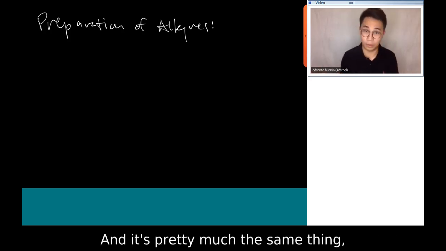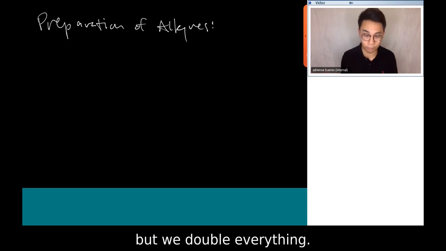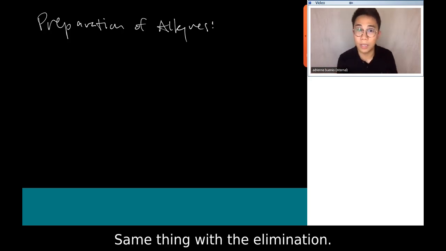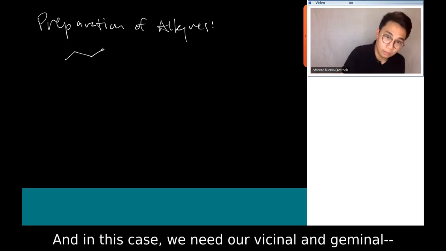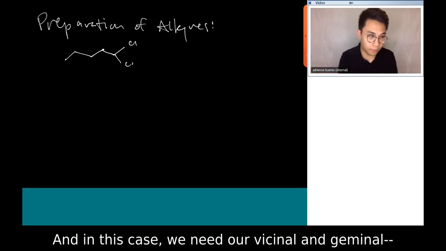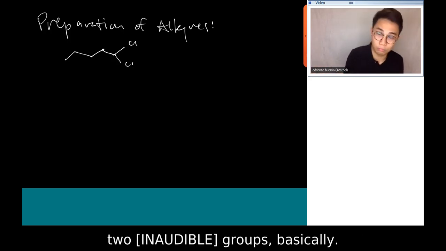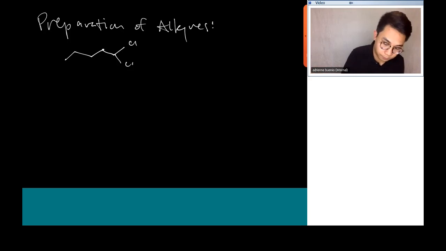of alkynes. So same as with alkenes, right? We can prepare alkynes, and it's pretty much the same thing, but we double everything, right? Same thing with the elimination when we were preparing alkenes, pretty much the same thing. And in this case, we need our vicinal and geminal, right? Two leaving groups, basically.